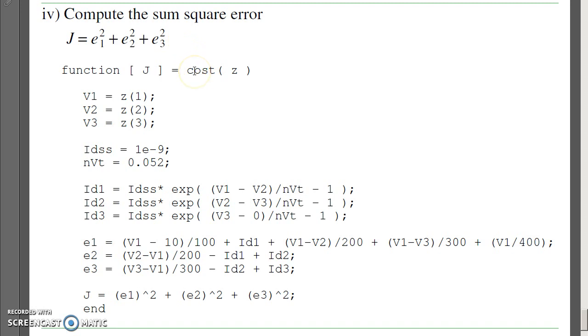To do that, I'll create a function in MATLAB called cost, completely original name. I'm going to pass z. MATLAB is a matrix language, so it wants to pass a matrix. What z means is my guess for the voltages, V1, V2, V3. Once I know the voltages, I calculate the currents through the diodes, calculate the excess current at each node, and return the sum squared of the excess currents.